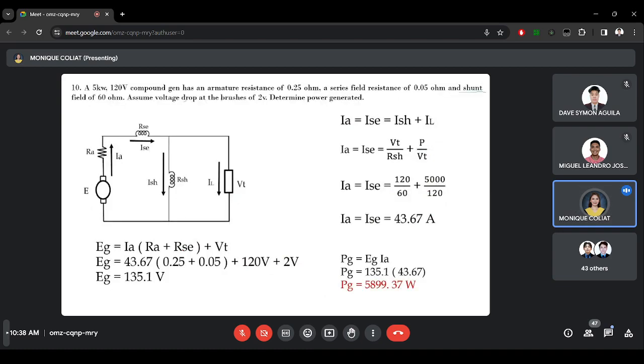Okay, next example. A 5 kilowatts, 120 volts compound generator has an armature resistance of 0.25 ohm, a series field resistance of 0.05 ohm, and a shunt field resistance of 60 ohm. Assume that the voltage drop at the brushes is 2 volts and determine the power generated. Power generated is what is asked, that is PG.